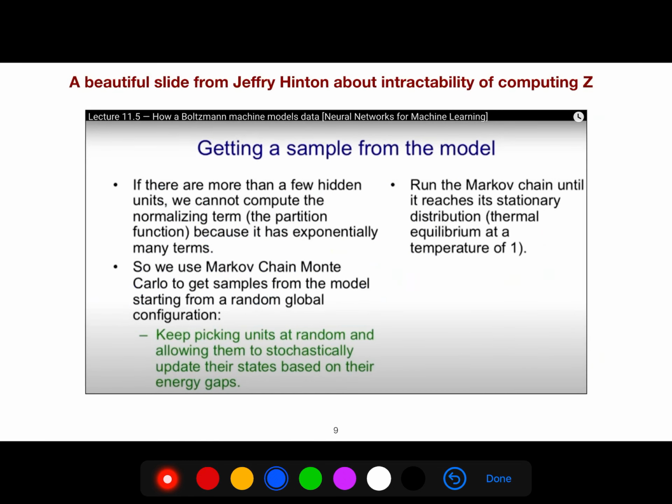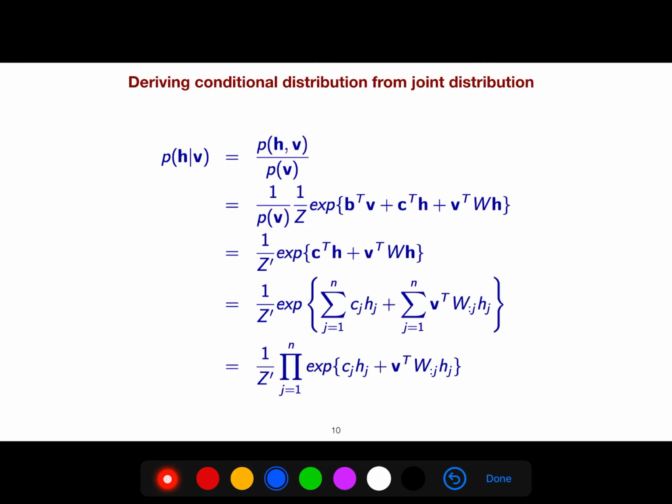This is a beautiful slide from Geoffrey Hinton: Z is not tractable, so we use MCMC. The probability of your hidden state given your observation is this. But Z is intractable. If you go through that, you will see it's just a multiplication of these terms, and then you normalize it with different kinds of normalization that Ali Ghodsi defines in his lecture.